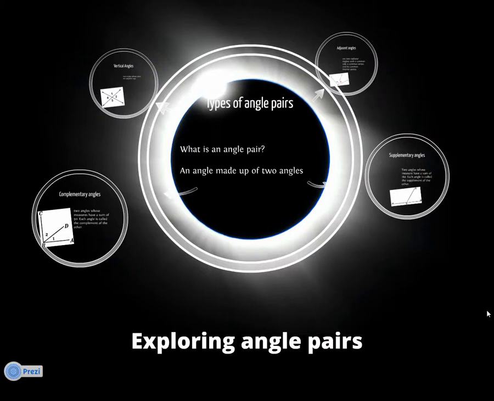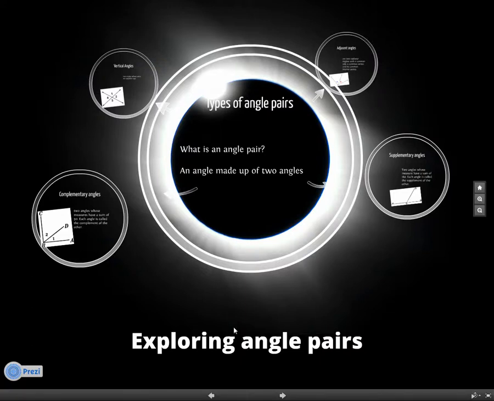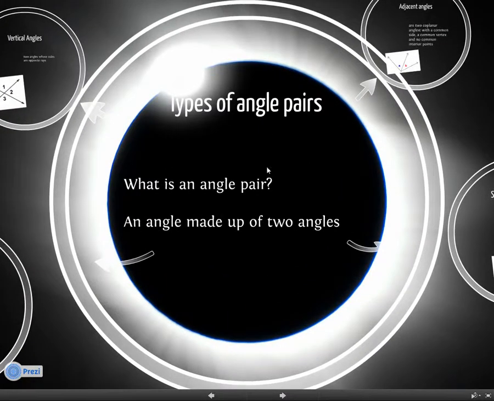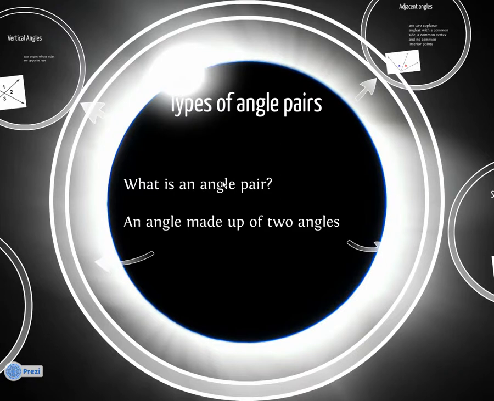But one thing that I really want to talk about is exploring these angle pairs. So what we have is types of angle pairs is the main focus of today. And you might be asking yourself, well, what is an angle pair? Think of things that have pairs, like a pair of shoes. How many shoes do you wear? You wear two, right? Well, that's exactly what we're talking about. We're talking about an angle pair. We're only talking about two angles. So there are four types of angle pairs.